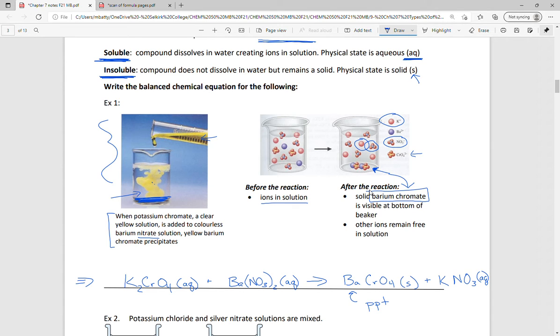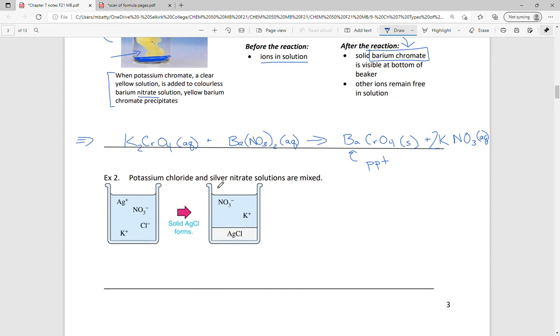We're almost done with this. The one thing we haven't done yet is balance it. So I'd start with the metals, doubling up that. Barium is fine. The polyatomics that stay together, chromate is fine, and the nitrate checks out. So that would be the balanced chemical equation for the precipitation reaction that is illustrated above. Let's do the next one.